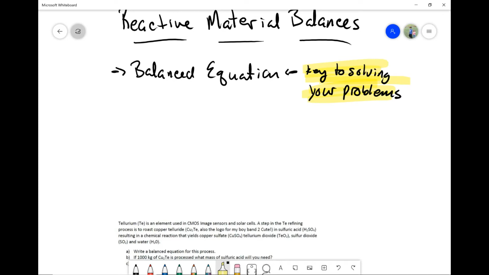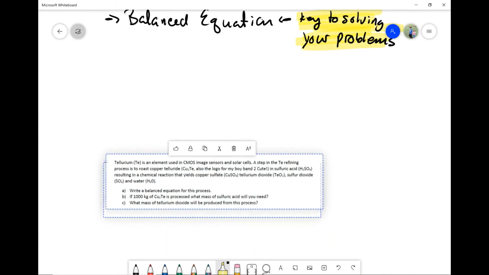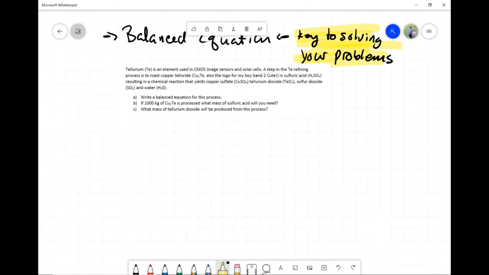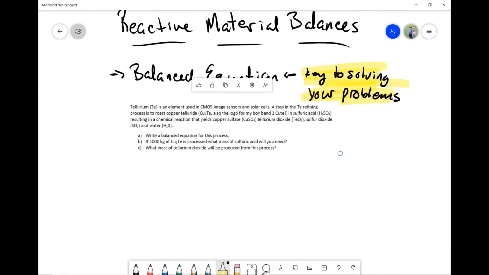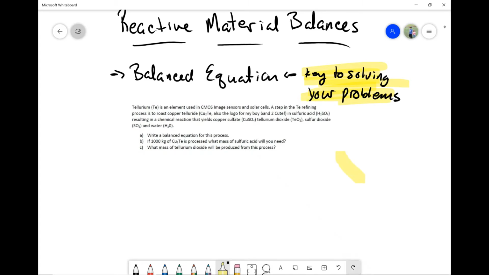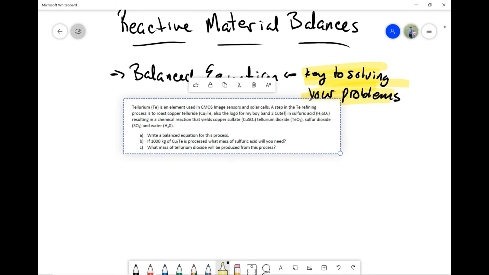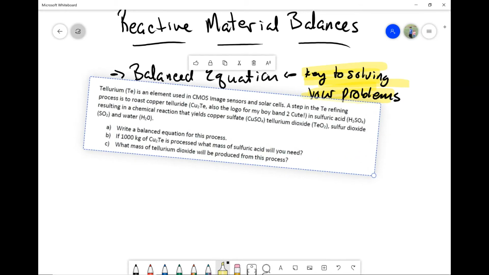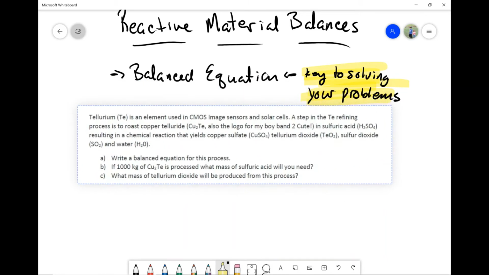Right now I'm going to work on another reactive material balance problem, and I have it right here, and I'll bring it up to this workout pane. Oops, fumbling around. Got to drag it. I might edit this out, I might not. My mistakes, but it's okay.